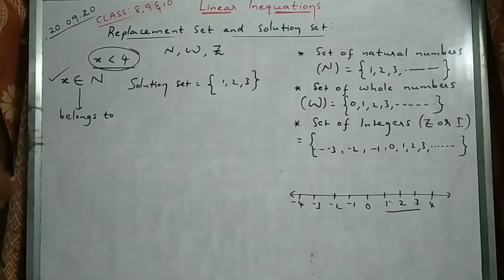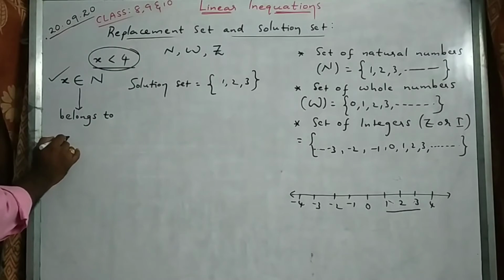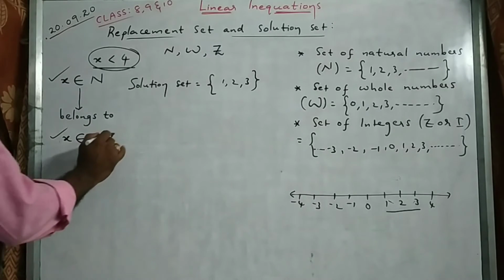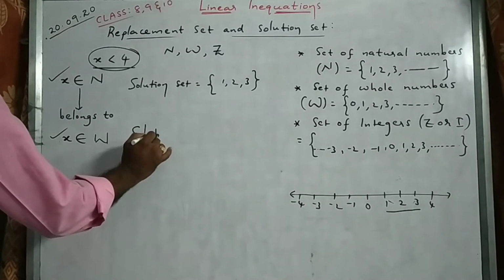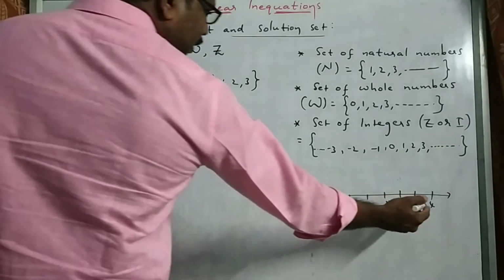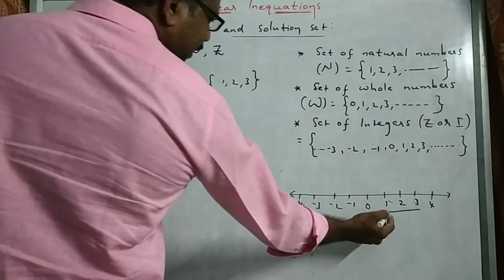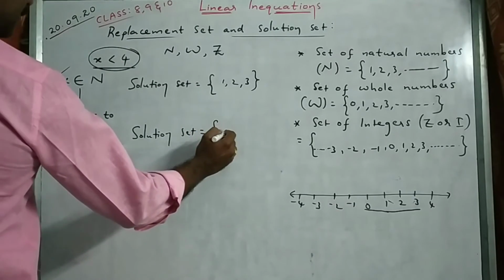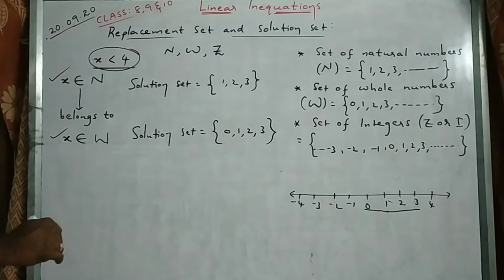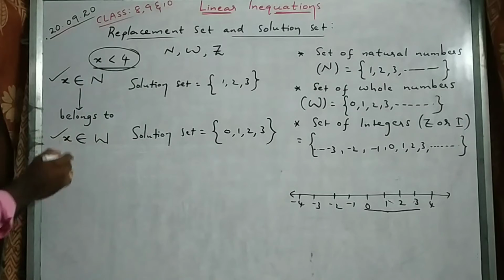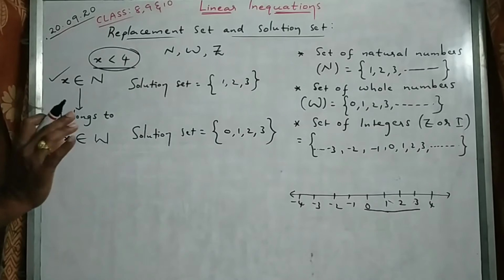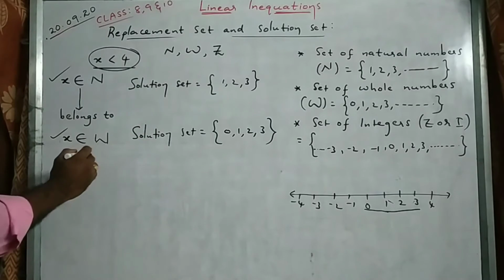Right? Suppose the replacement set is W, capital W means whole numbers. Then what is my solution set here? It will change. Why? Because below 4, how many whole numbers are there? Now 0 also will come. So 0, 1, 2, 3. Why did I take 0? Because the replacement set is whole numbers. So below 4, all the whole numbers, meaning no negative numbers, starting from 0. So 0, 1, 2, 3.